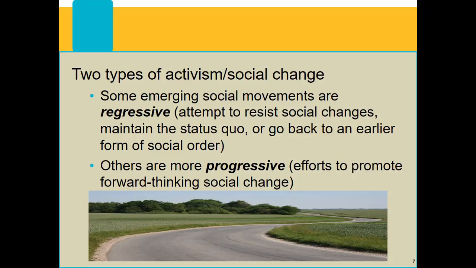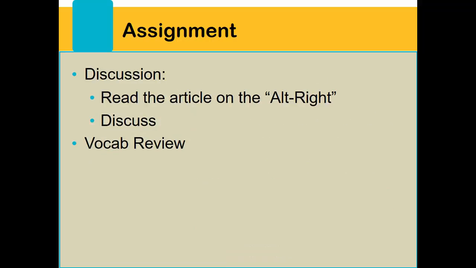Then progressive movements, again, often left wing, but not necessarily. The gun rights lobby is actually a pretty good example of this. There has never been fully unrestricted access to all types of weapons, but there are lobbyists with that interest who would like you to buy basically any kind of weapon you would want. That's never been the case. That would be a progressive action.